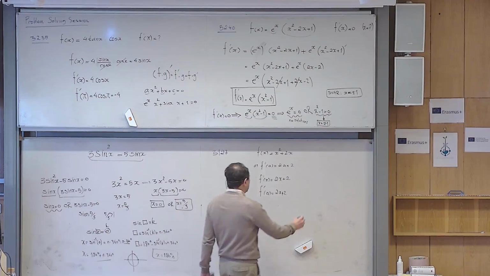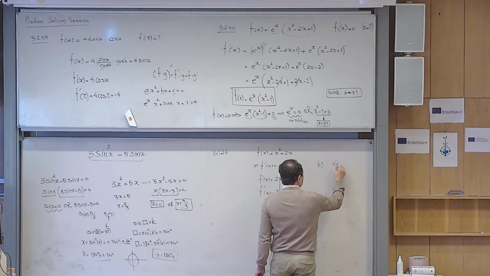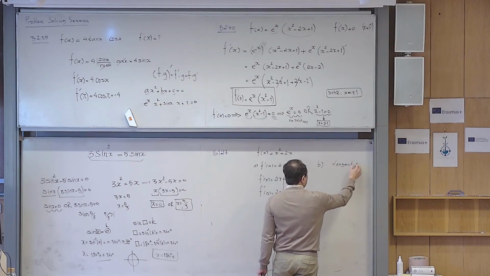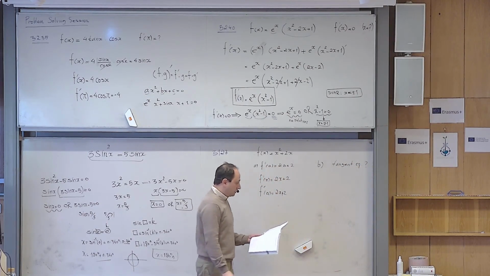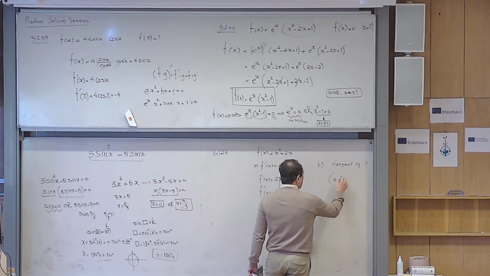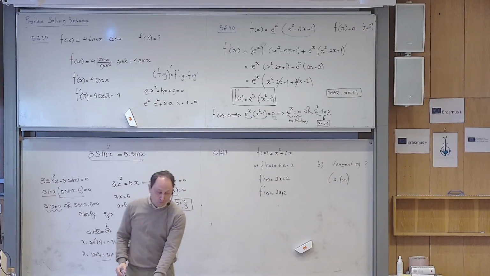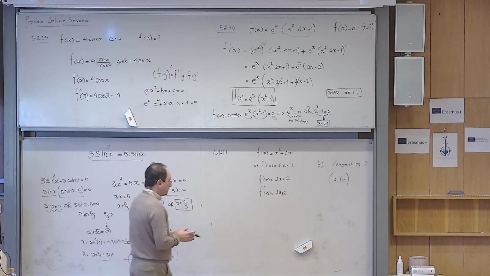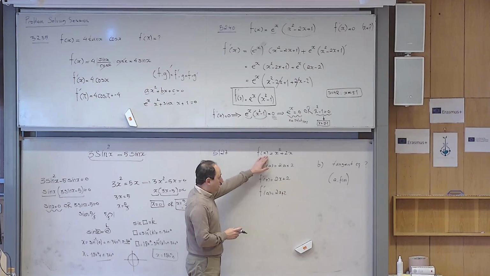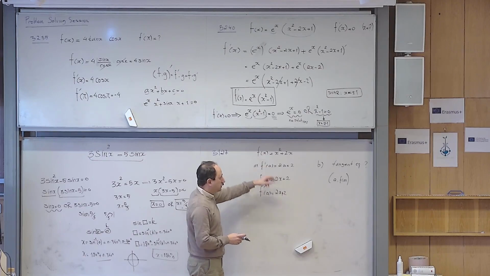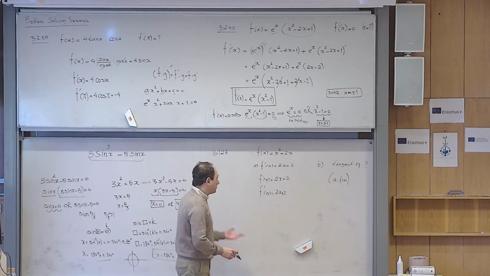The second part is asking you to determine an equation for the tangent to the graph of the function. So we want to find an equation for a tangent at the point a and f of a. Yes? This is wanted. So you want to find an equation for the tangent line to this function at a point on the function with coordinates a and f of a.